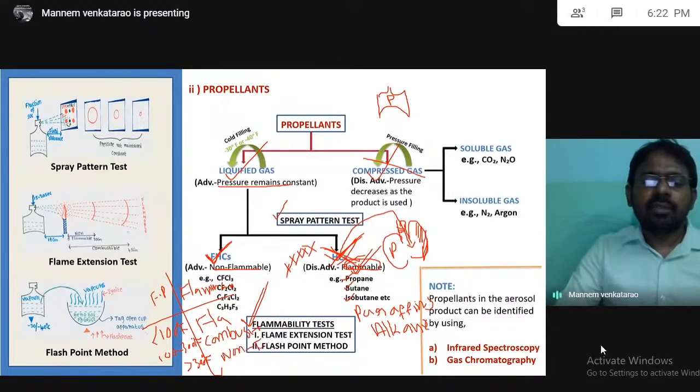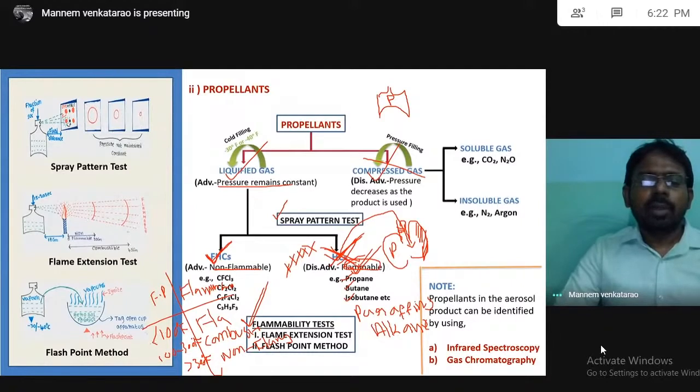Once I say the flash point of the product, immediately you can say whether it is flammable, combustible or non-flammable. These numericals are not that important. They will never ask these numericals, but for explanation purposes, I am taking them. Any product whose fire can be observed below 100 degrees Fahrenheit is called a flammable product. 100 to 300 degrees Fahrenheit is called a combustible product. Greater than 300 degrees Fahrenheit is called a non-flammable product.